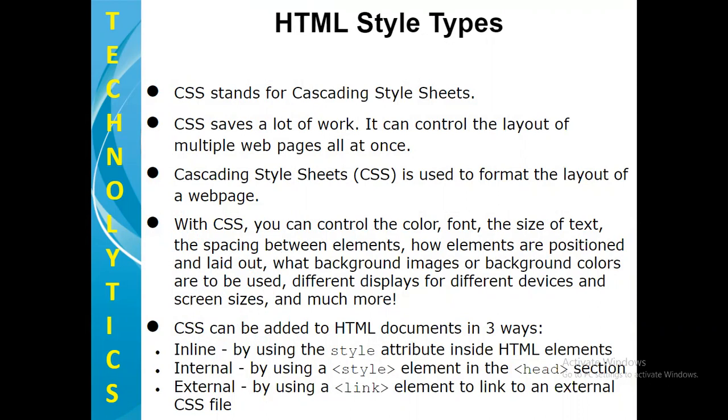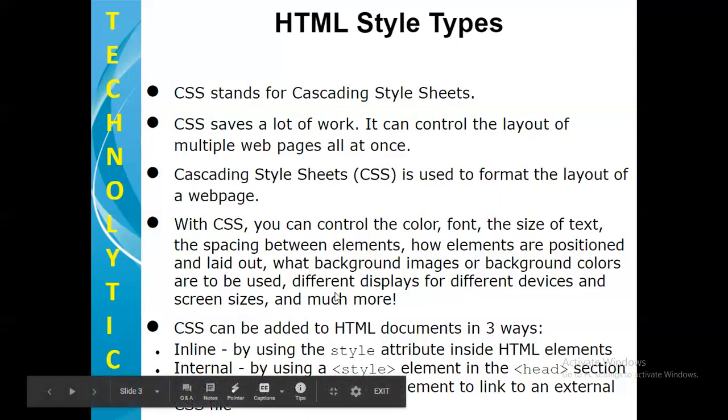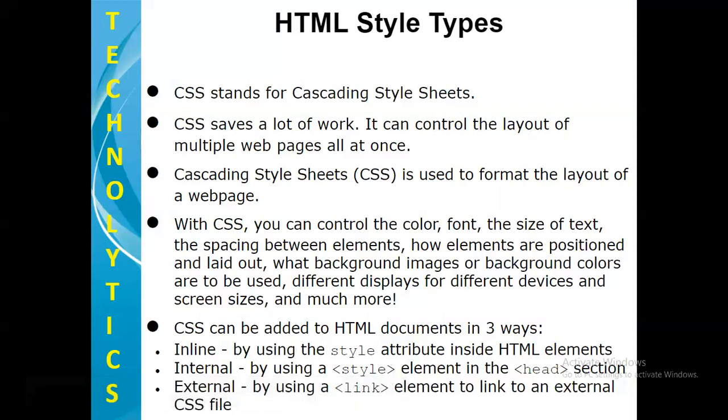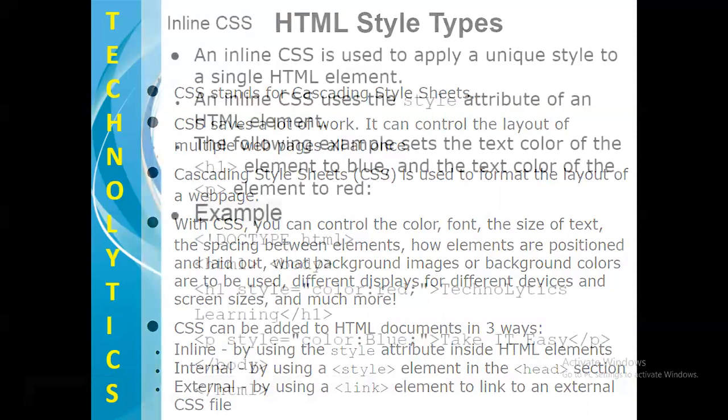CSS can be added to an HTML document in three ways. Inline CSS, which will use the style attribute inside an HTML element. Please remember, inline CSS will use style as an attribute. Internal CSS, which will use style as an element in the head section. And the third one is external CSS, which will use a link element to link to an external CSS file. Let's understand all these three types of CSS one by one.